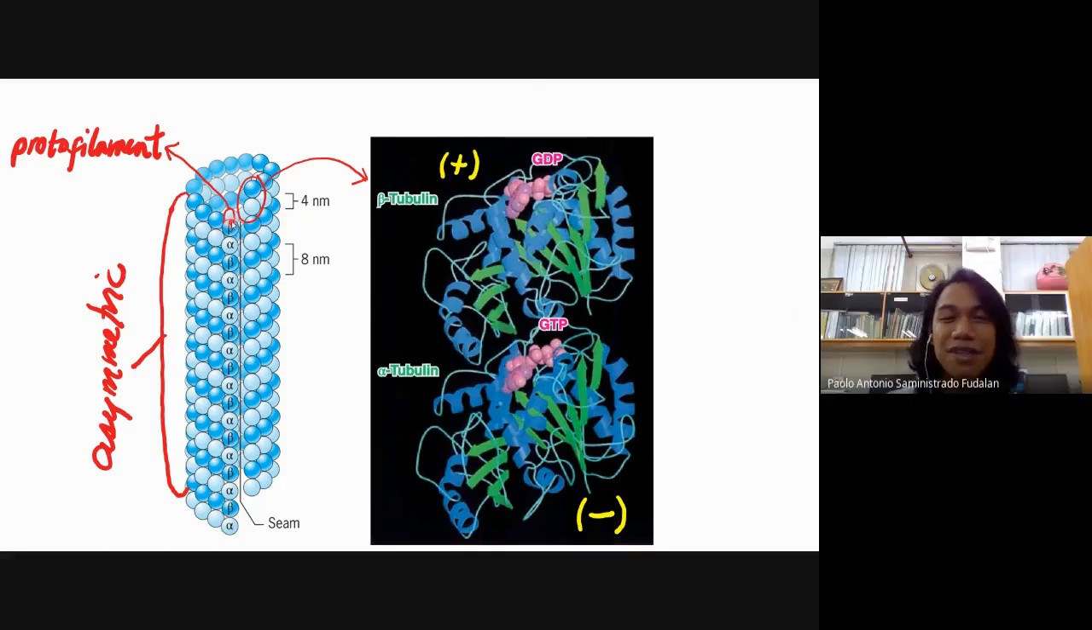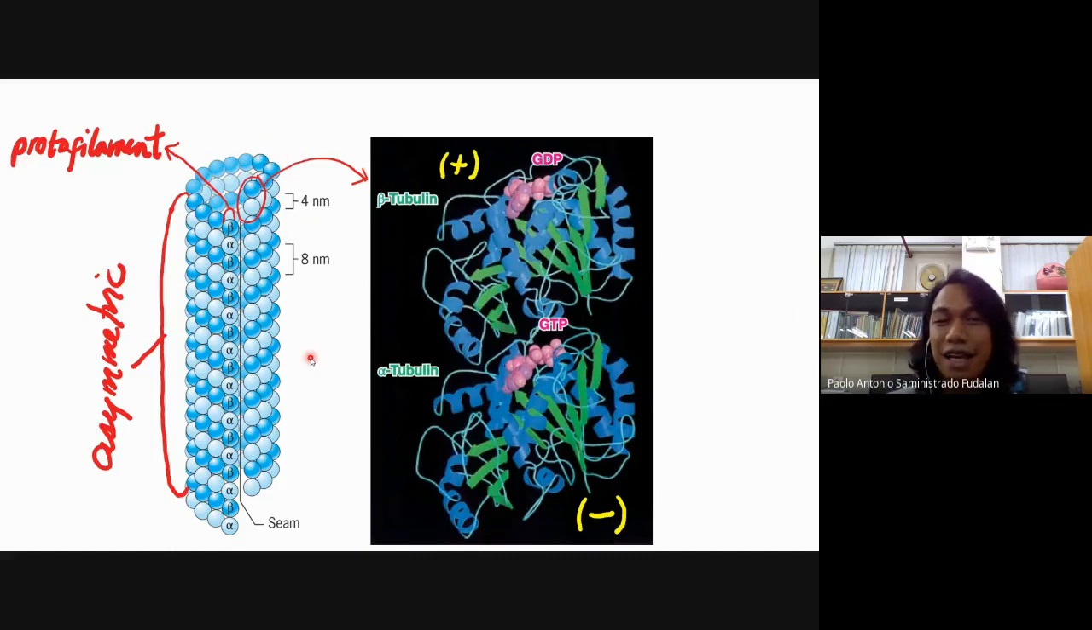Right, so thank you for that. Just to clarify, it's composed of 13 protofilaments. So it goes beta, alpha, beta, alpha. One vertical line is a protofilament. So if you're going to count how many there are in one roll of microtubule, there are 13.